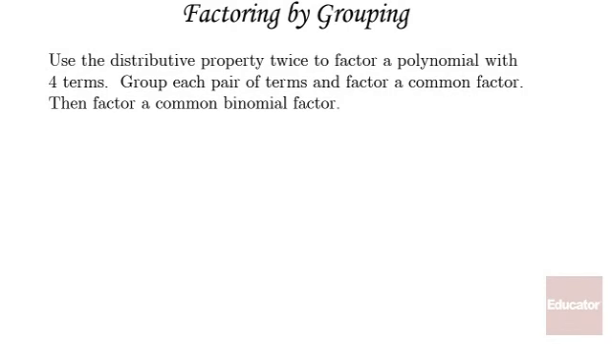Okay, another concept that we're discussing is factoring by grouping. Factoring by grouping is often used when you have a polynomial with 4 terms. And in this case, you're actually going to be using the distributive property twice. This is most easily understood by seeing it done and looking at an example. So let's look at an example of this polynomial with 4 terms.